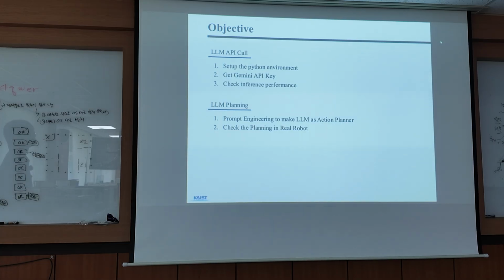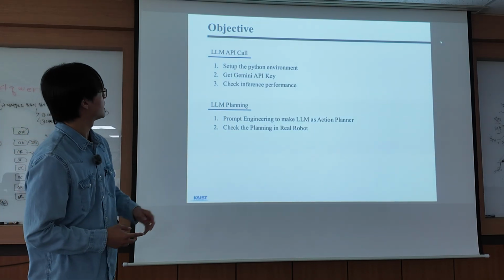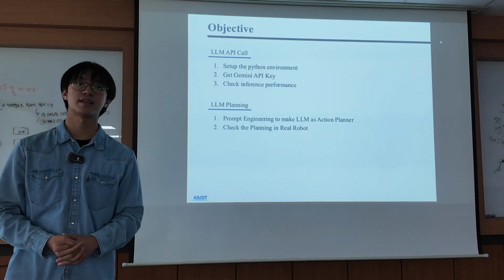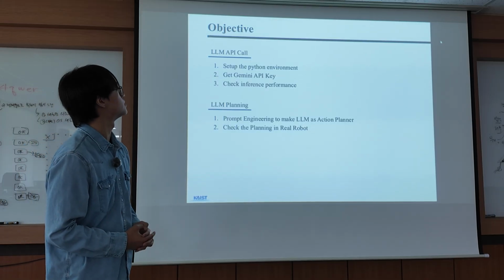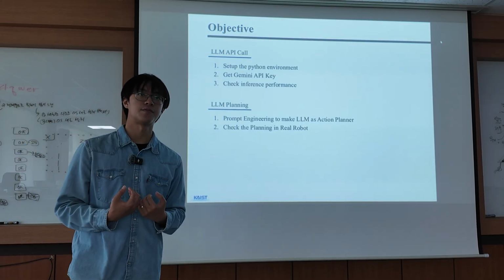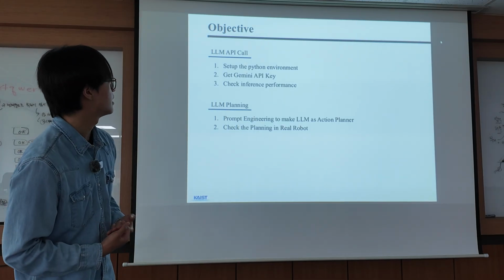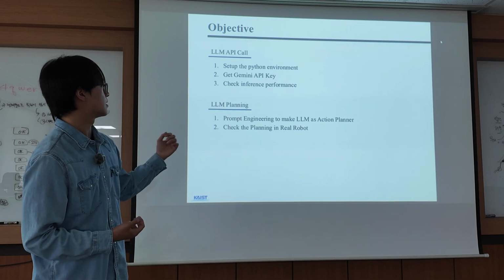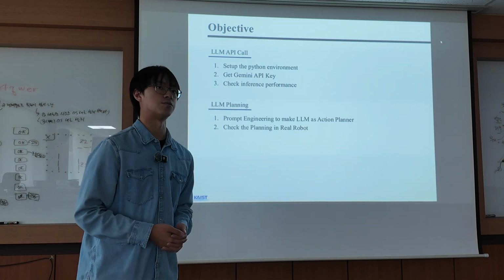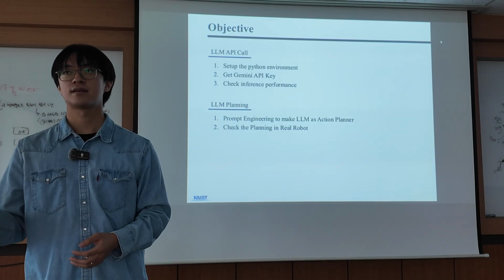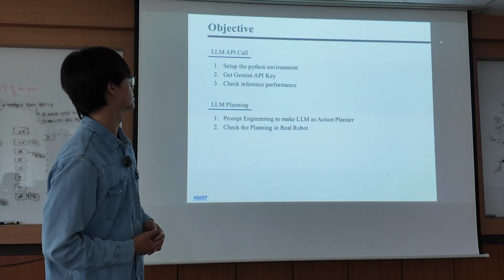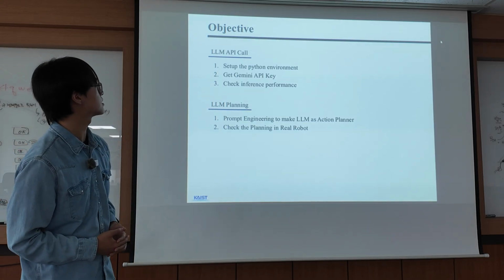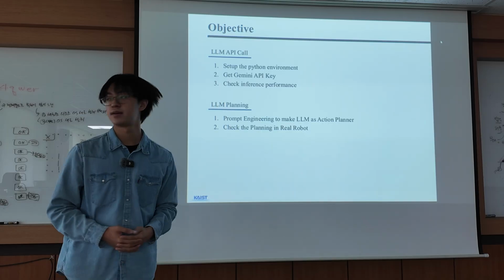actions. So what we are going to do today is, first of all, we call the LLM API, Gemini, from the internet with our API key, and then ask some questions and receive the answers. Using that answer, the robot will do the actions following those instructions. So the first part is calling the LLM API, and the second one is planning with the LLM.